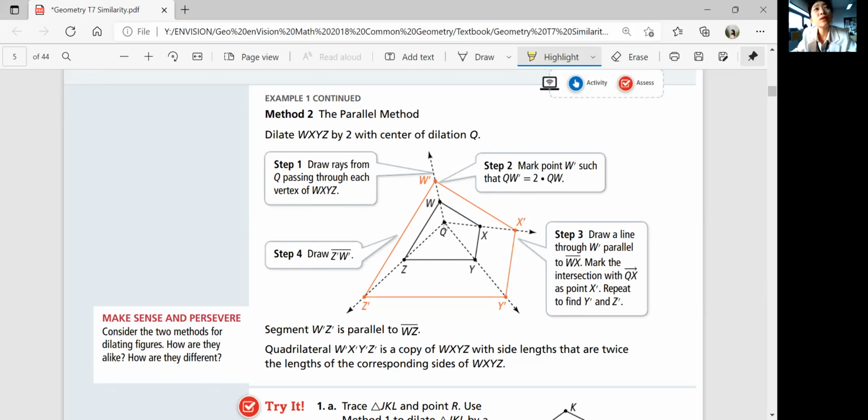So step 1, you have a center of dilation Q in the figure, and then you're going to draw rays from Q passing through the vertices, and then you want to increase the distance by 2. Okay, so then that's your new point. And from Q to X, you draw the distance from Q to X again on the same extended line. Then you mark the point X prime. Same for Y prime, Z prime, and then you connect the primes, and that's your new figure. That's twice as big as your original figure.